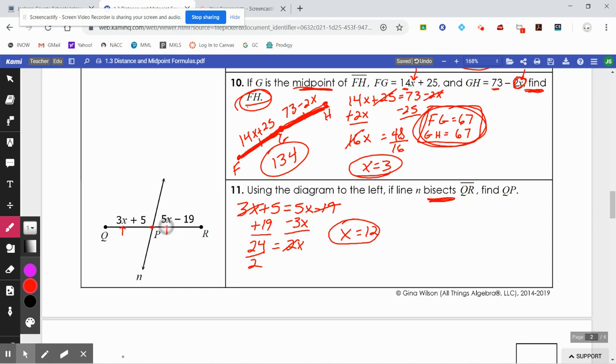And if x is 12, everywhere we have an x, we can now plug in the value of 12. So 3 times 12 is 36 plus 5 gives me a value of 41. And I should see that 5 times 12 is 60 minus 19, that the other side is also equal to 41. So the length from Q to P is 41, P to R is also 41. They ask you to find QP, so the length of QP would be 41.